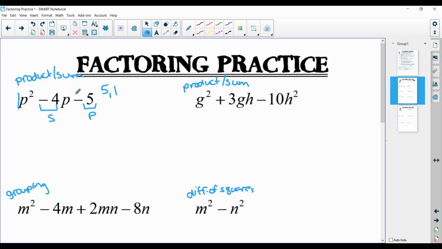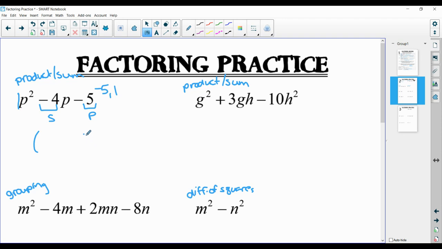So a product means that I'm going to multiply the 2 numbers. So I need to multiply the 2 numbers and get a negative. That means that my signs are going to be opposite. And I want a sum of negative 4, so that means my bigger number has to be negative. So negative 5 and positive 1.